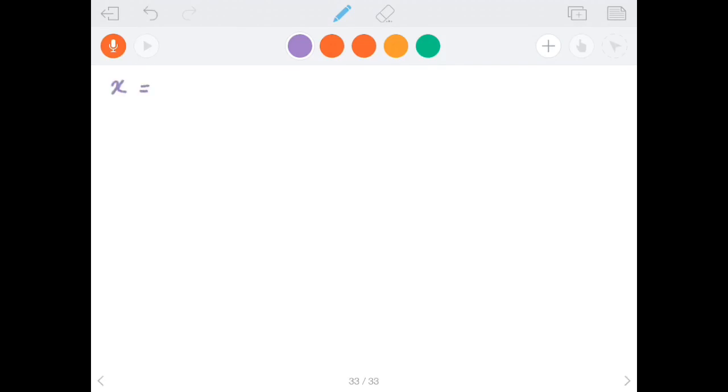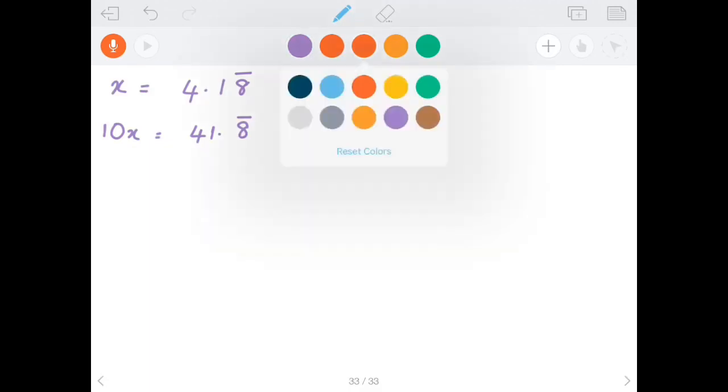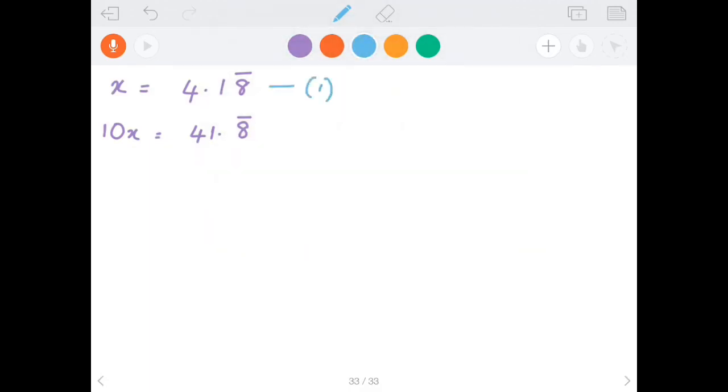Let's take x equal to 4.18, and as usual I'm going to put the bar only on a single digit. Since there's one number under the bar, I'm going to multiply both sides by 10, and I'm going to get 41.8 bar. I've skipped that step because I'd like to believe that you've already learnt it. I'm going to call that equation 1, and this is equation 2, and I'm going to do 2 minus 1.